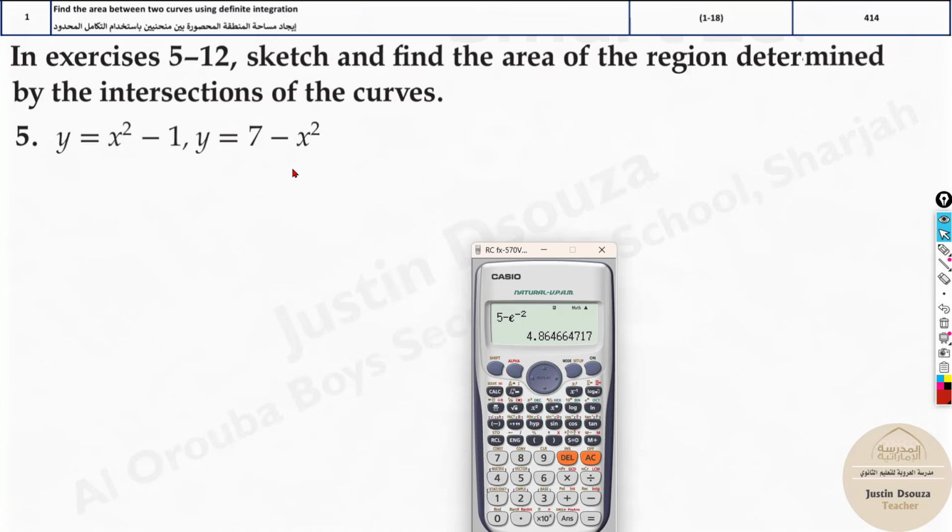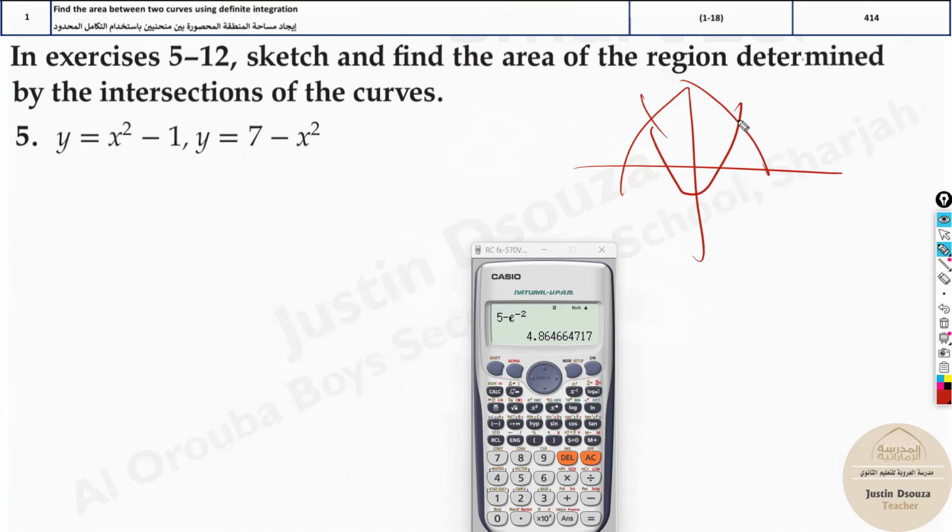Now, what if the limits are not given? In such problems, you need to find the limits. How do you find the limits? Now this is x squared. Even if you don't graph it accurately, it's fine. I'll just graph over here for this one. It's -1, so it's something like this. And it's 7 minus x squared, so it'll be positive, something like this.